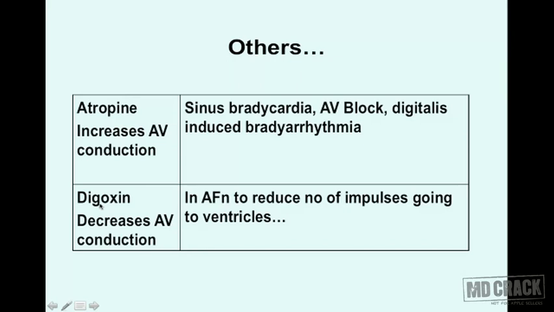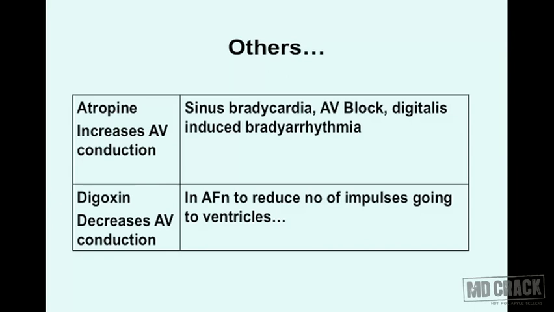On one slide, and it will be beautiful to see this. Atropine increases AV conduction, digoxin decreases AV conduction. So that's opposite effect. Atropine increases AV conduction, so it's useful for sinus bradycardia, AV block, and digitalis induced bradyarrhythmia. And what digitalis induced bradyarrhythmia is produced, that digitalis is down immediately on the same slide. It decreases AV conduction, so it is going to be useful in the management of atrial fibrillation to decrease the number of impulses going from the atria to the ventricles.